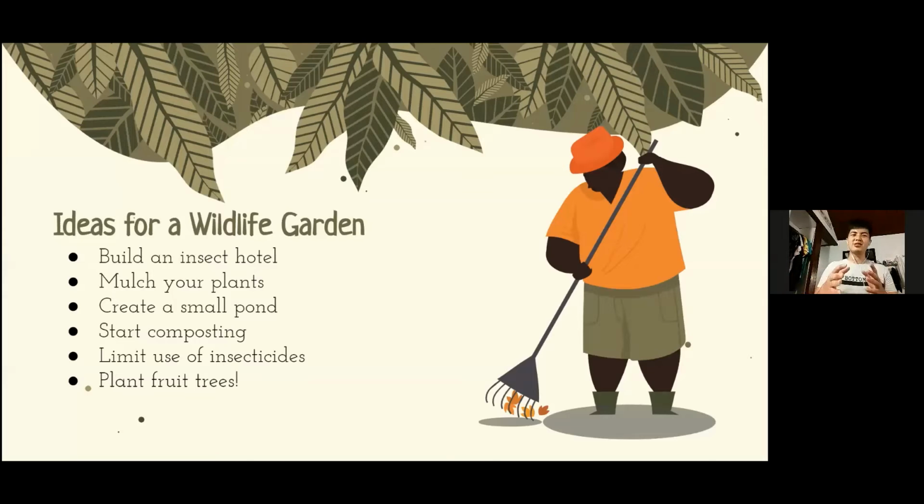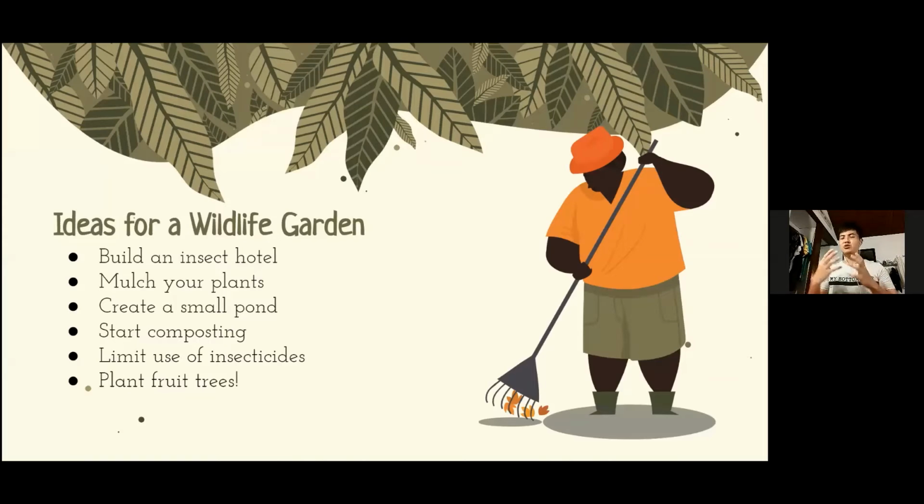You can build an insect hotel. Sometimes it's easy. You can just tie a few branches together, or you can just put a rock or a broken vase onto your soil, so it can create a wet, moist and dark space for whatever animals you want to attract. And the second one will definitely be to mulch your plants.